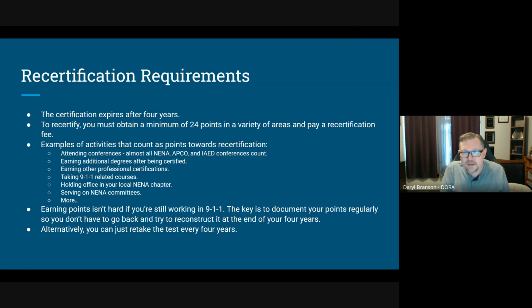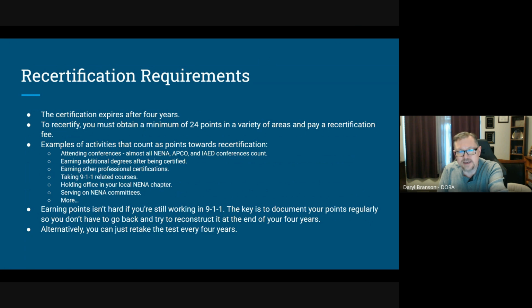Recertification requirements. So do know that after you get certified, you do have to recertify every 4 years. Frankly, it is not difficult. Some people I've heard say that they have difficulty getting their points, or they didn't get enough points, so they had to retake the test instead of just sending in their point form. But I've never had difficulty getting enough points. If you are working in a 911 center and going to training occasionally, going to conferences occasionally, you will get your 24 points. It's not that difficult.